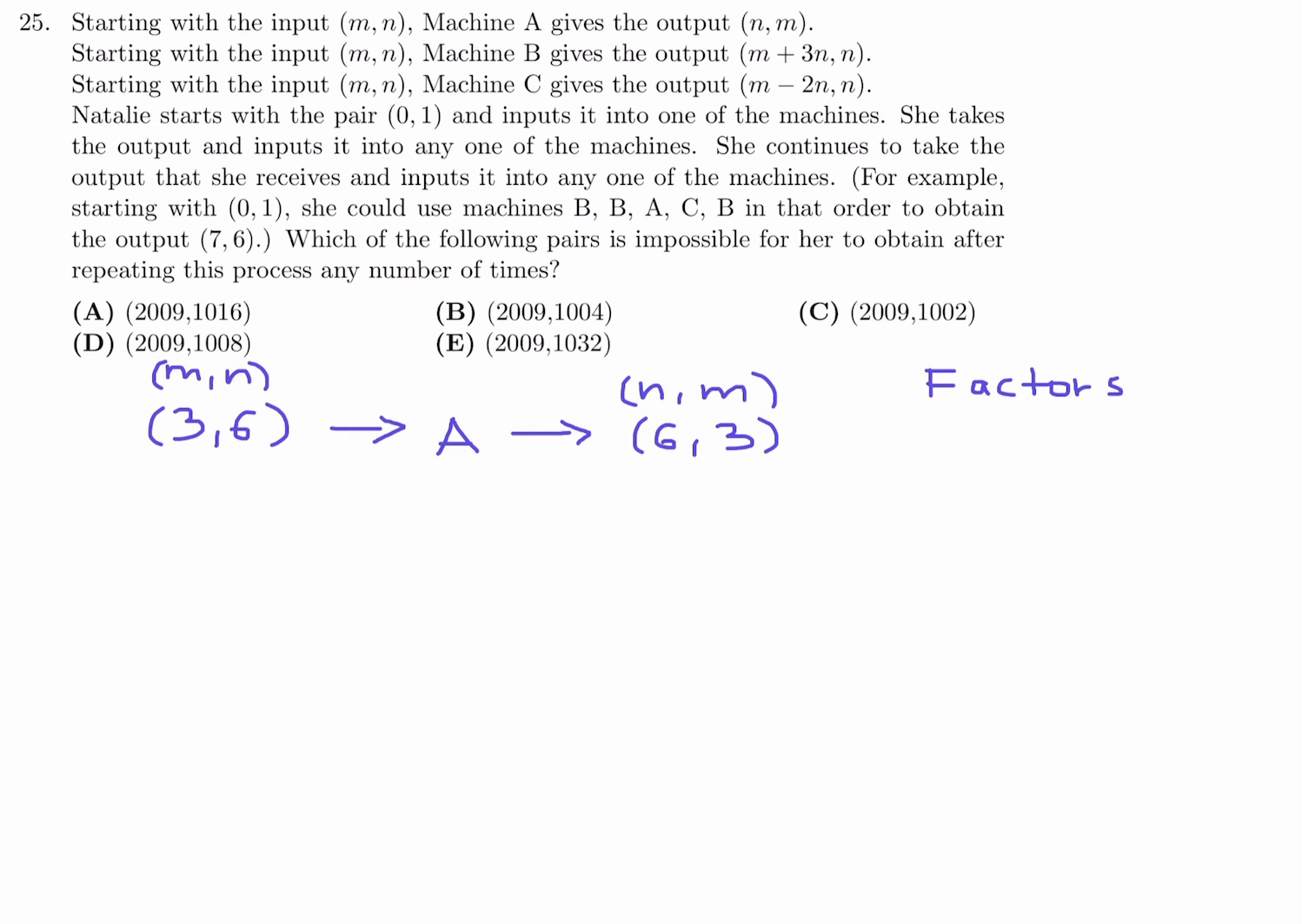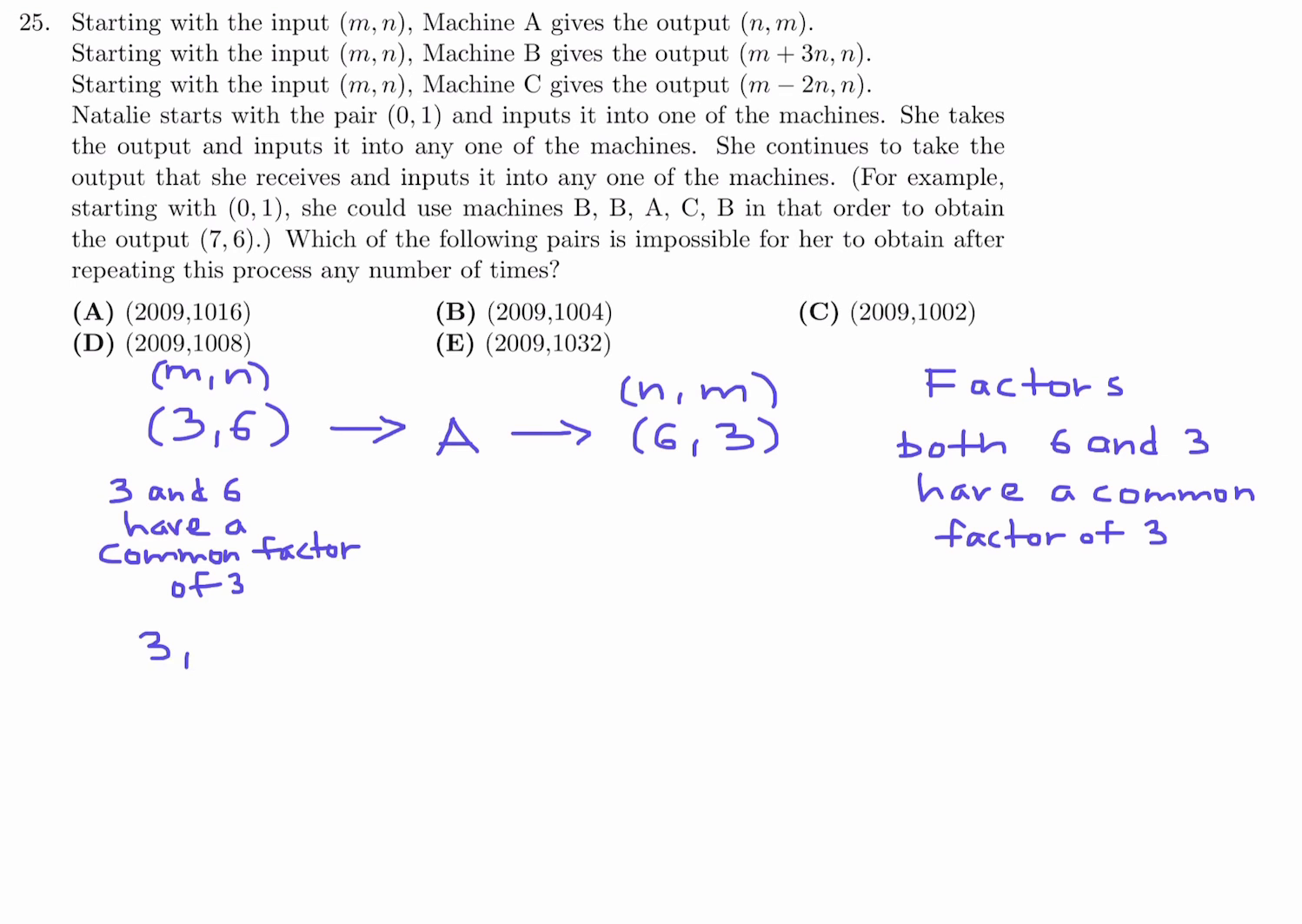When you did this with A, the factors remain the same. In here, both 3 and 6 have a factor of 3, and here you just reversed it, so the factors remain the same. So both 6 and 3 have a common factor of 3 also.